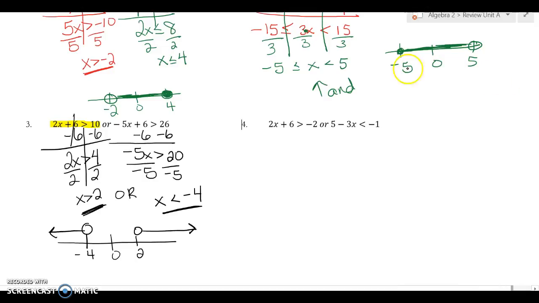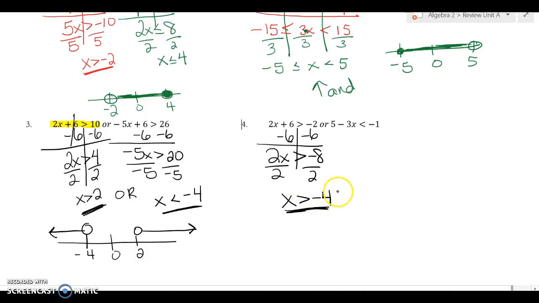All right, last one, number 4, same thing. I'm going to do one at a time. I'm going to minus 6 on both sides, and I'm going to get 2x is greater than negative 8. Divide by 2. Now, I get a negative answer, but because I divided by a positive, I don't flip. It stays the same way because I divided by a positive.